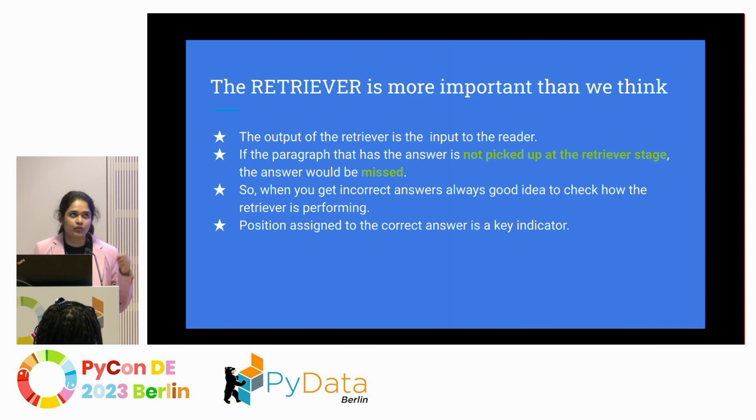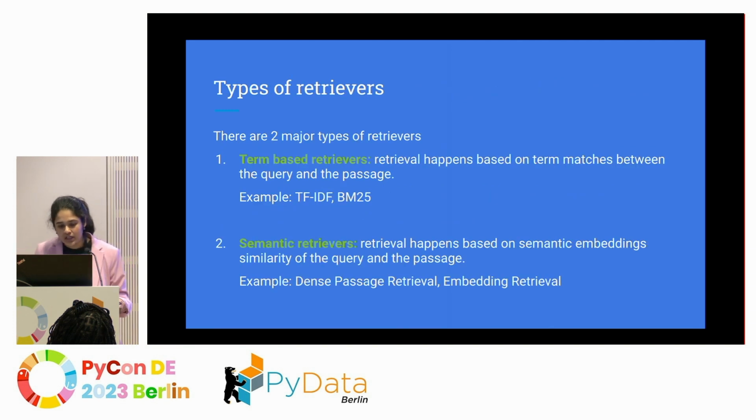And I think a very helpful indicator would be the position that the retriever is giving to the correct answer. Monitoring this would help you fix your Q&A system if something is going wrong. So there are two major types of retrievers.